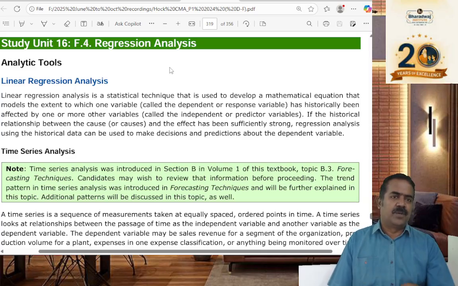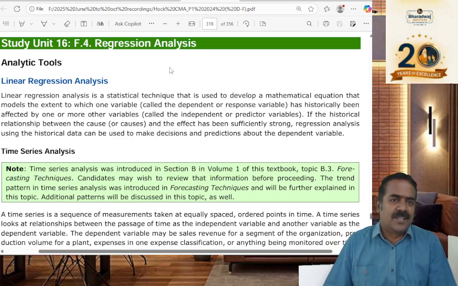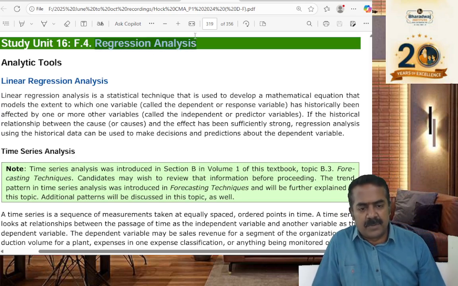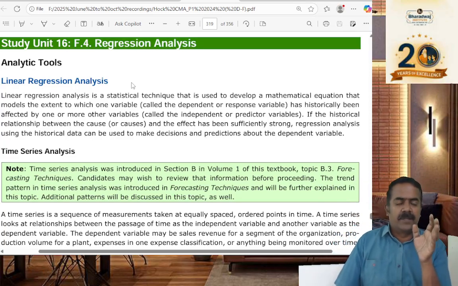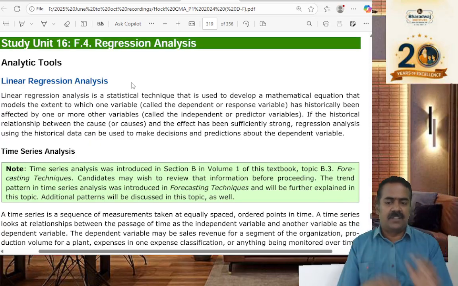If R is minus 1, if you give the medicine, the problem will increase. If you stop the medicine, the problem will reduce. That is R equal to negative 1. So regression analysis helps you to predict what happens, because of cause and effect. Cause and what? Effect.